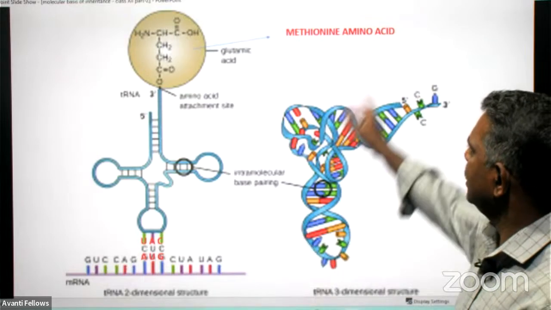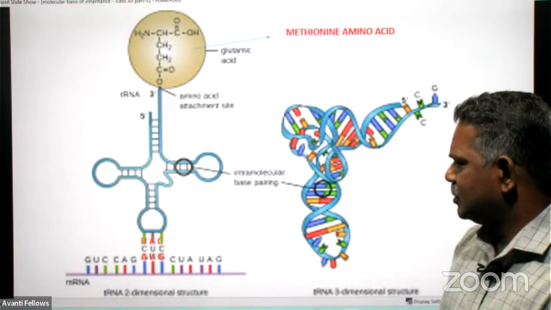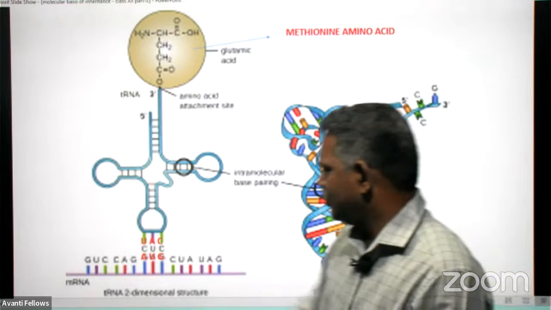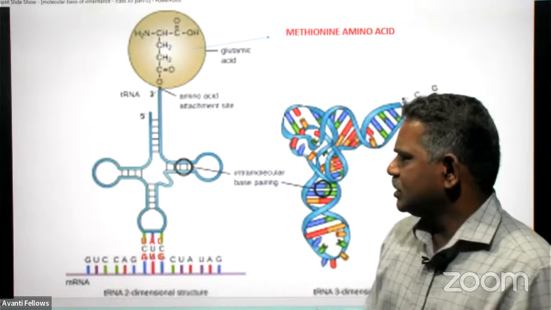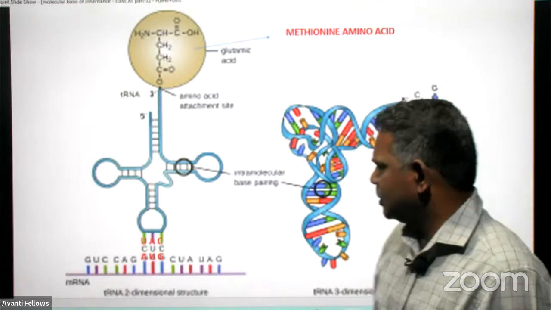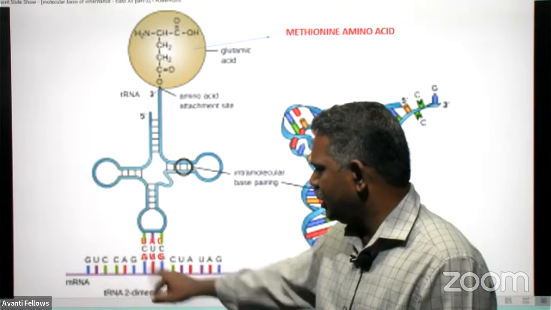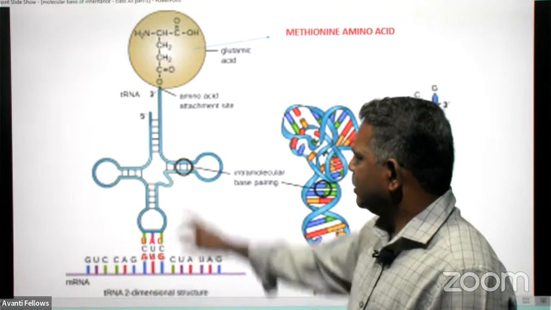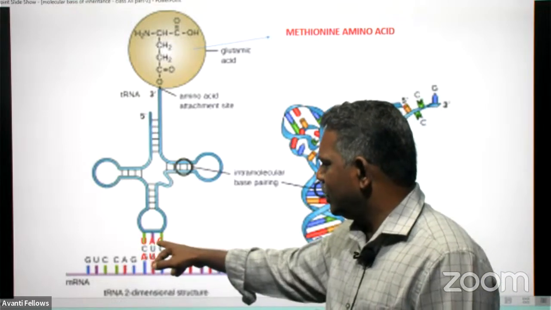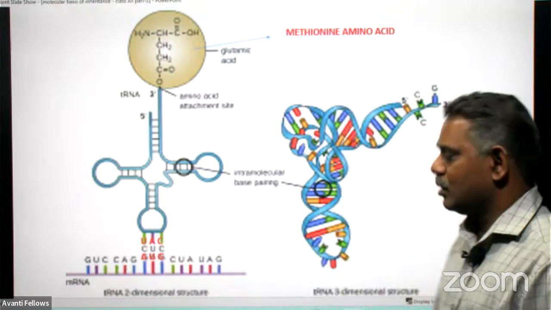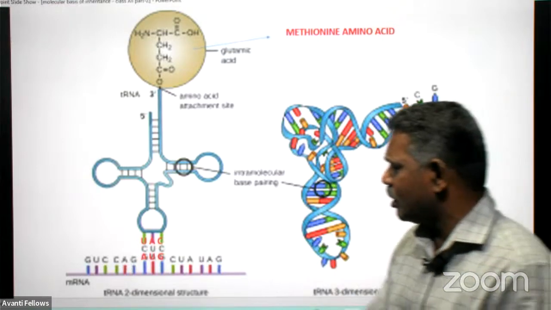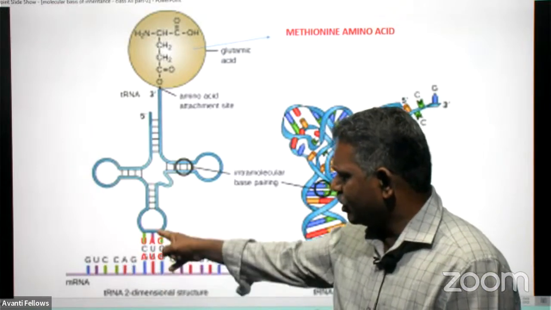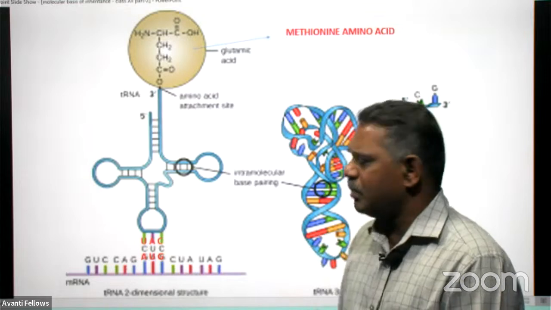And this is the methionine amino acid. And here, to initiate the process of protein synthesis, the triplet codon AUG is the only one that helps. It is the initial codon. And this tRNA has a UAC anticodon, because that should be complementary. The triplet codon and anticodon should be complementary.